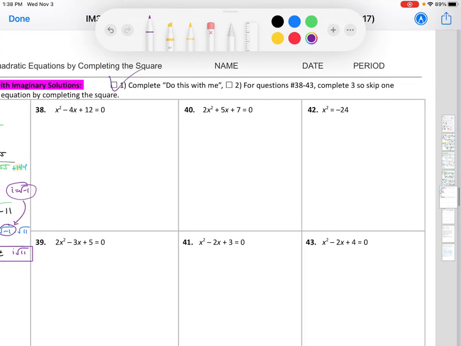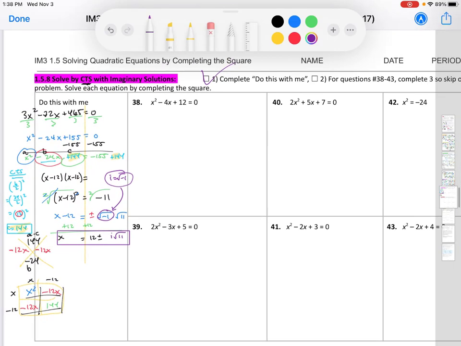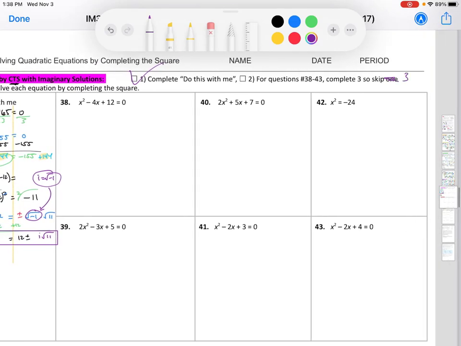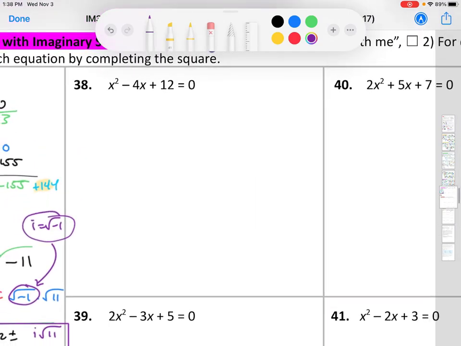Alright, so we did this one. For questions 38 to 43, complete 3, so skip 3 problems. Let's go over number 38. Okay, number 38 is nice because we don't have to divide by an a value.